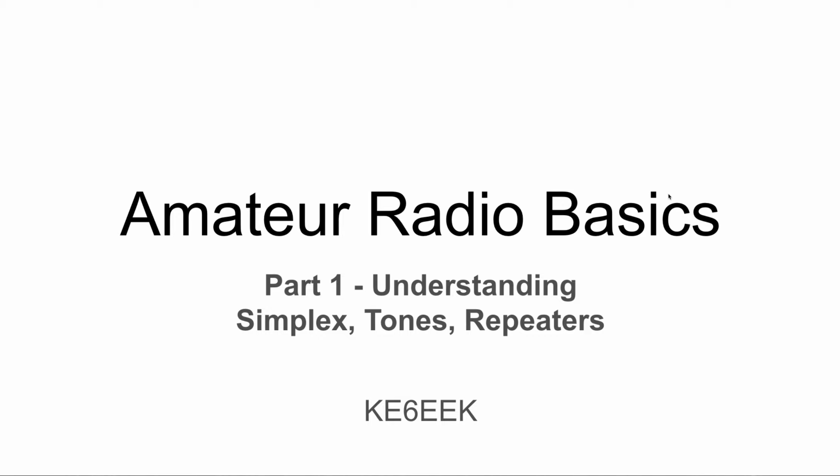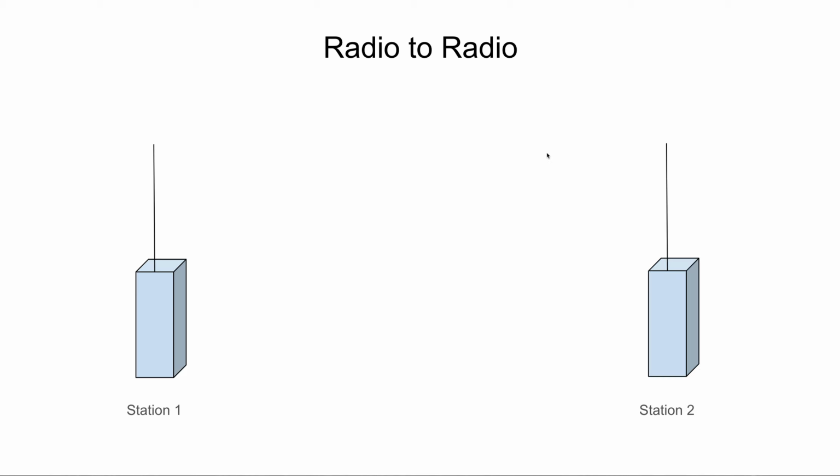Jump right into it. So we're going to start with the basics. Radio to radio. Each radio that transmits is called a station. And for this example, we'll use a GMRS frequency. Both radios set their frequency to 462.700, also known as GMRS channel 21.